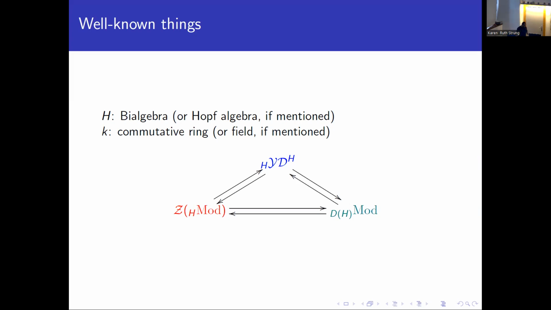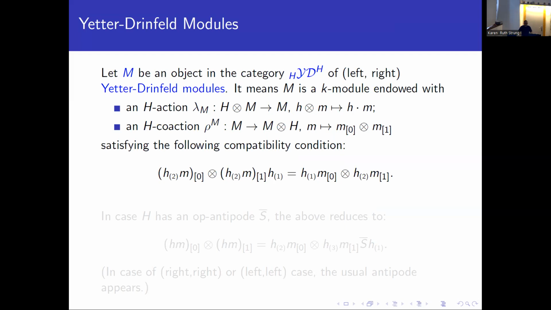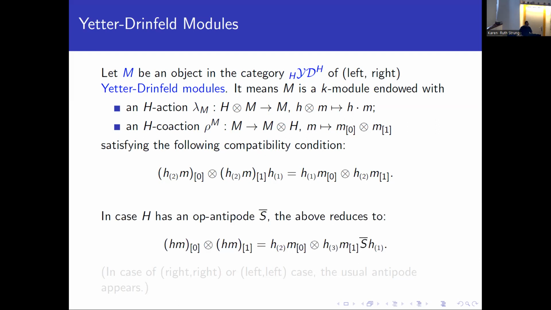So this is pretty much well known, and probably I will recall it if some of you don't know the Drinfeld double, although I think everyone knows, but I will recall a little bit. So an object in the category of Yetter-Drinfeld modules is of course a K-module, but it also has an H-coaction, and there is a compatibility between the action and the coaction. And here, of course, H, we don't need a Hopf algebra yet, but in case H has an op antipode S bar, this compatibility reduces to the below compatibility, so they are equivalent.